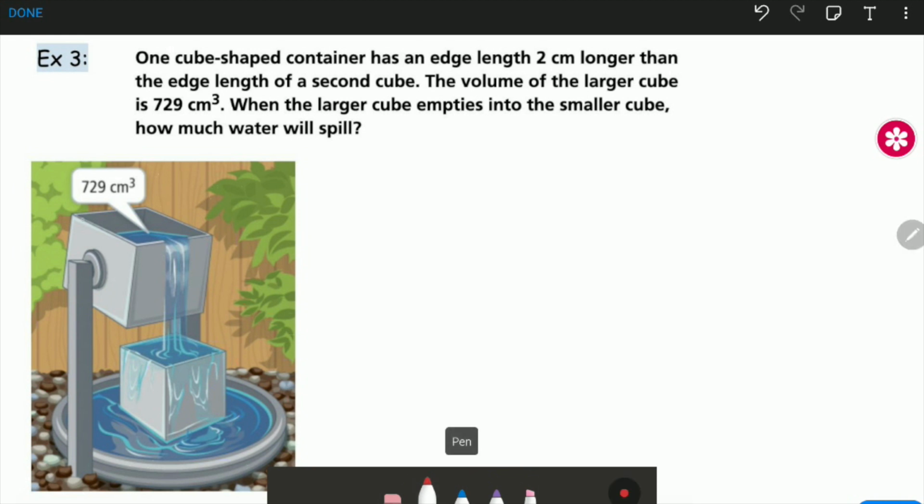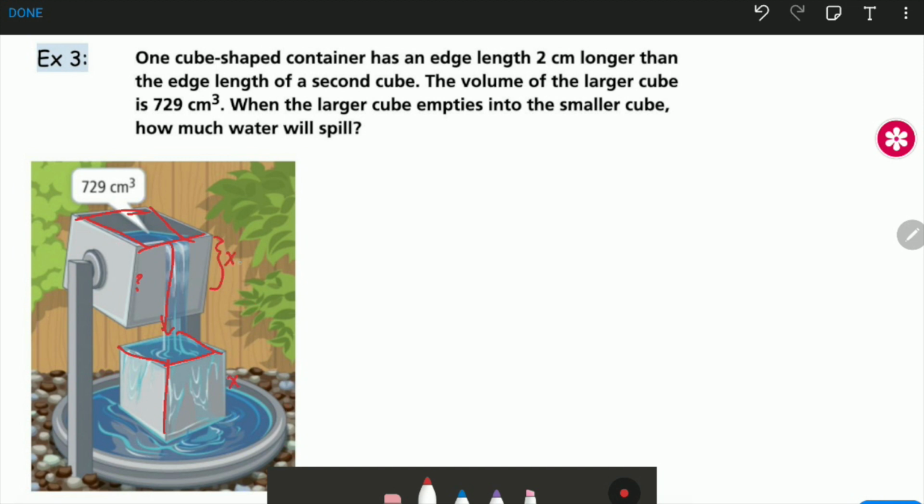So if we look at this, here is our larger cube, this picture. And this water is being poured down into the smaller cube. So we first need to figure out how long each of these side lengths are, so that we can calculate the volume of the smaller cube. Now it describes the connection between the two cubes as the bigger cube side length being whatever length the short one is, but plus 2.